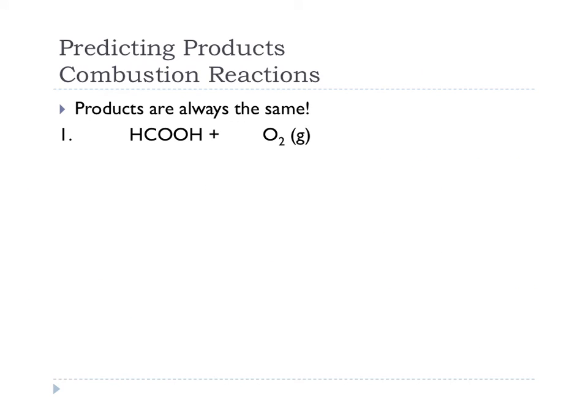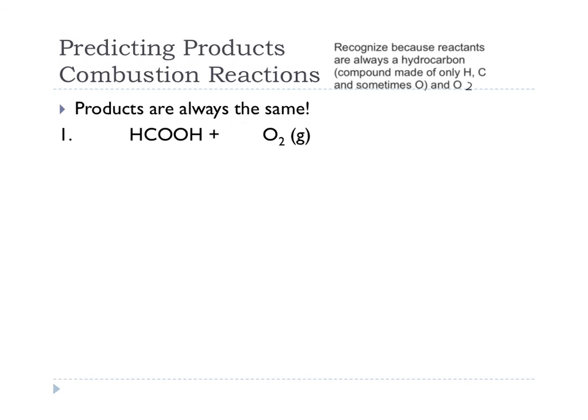The 5th pattern that we looked at was combustion reactions. The good thing is, when you find a combustion reaction and you need to predict the products, all combustion reactions have the exact same product. The product will always be water and CO2. You're going to recognize a combustion reaction because they are very specific. A combustion reaction should be fairly easy to recognize. It's a very specific pattern.